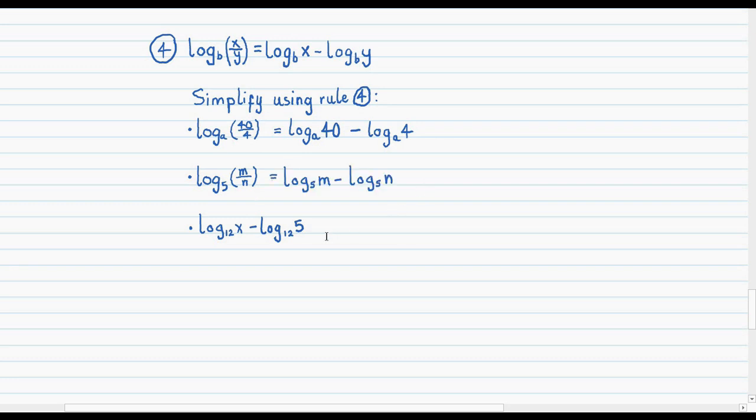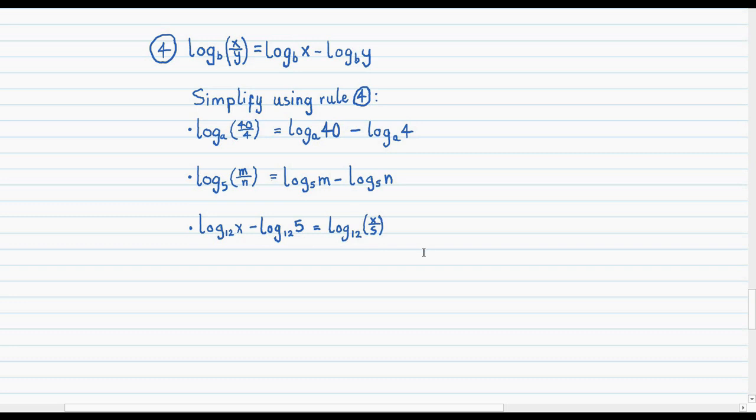For the next example, we're looking at it from the opposite direction, meaning this way, going back, and we have log x base 12 minus log 5 base 12. And since the bases are the same, we know we can use rule 4 on it. And when you do that, you just get log x over 5 base 12.